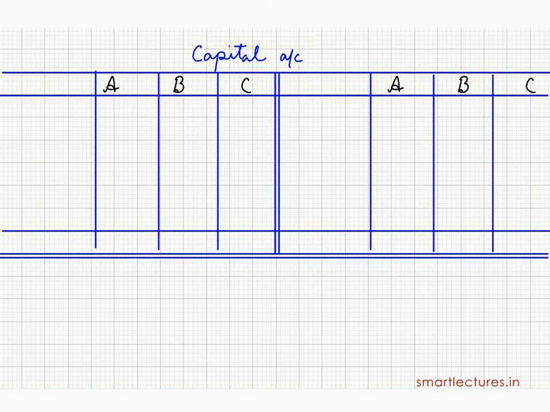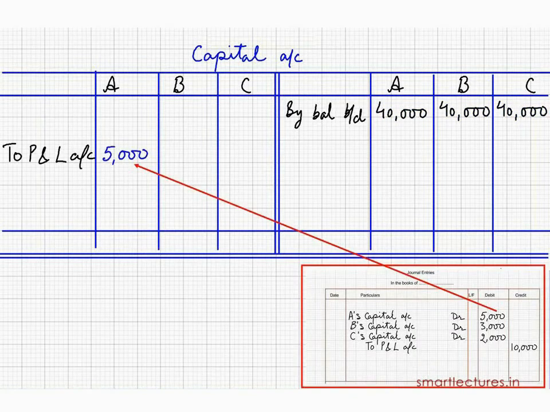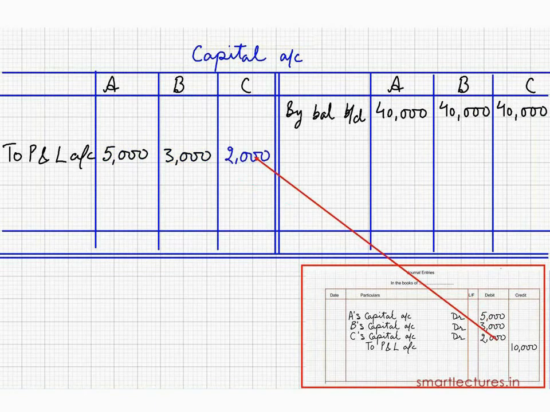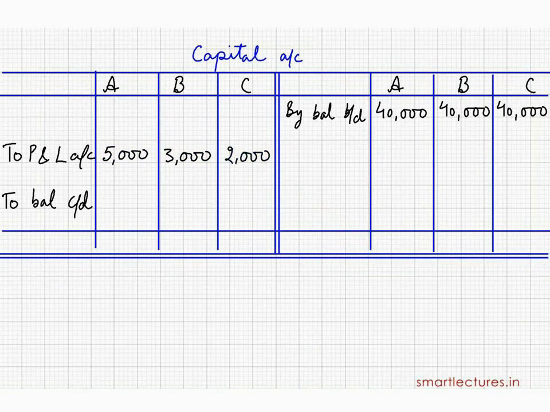Now prepare the capital accounts. By balance b/d, 40,000, 40,000, 40,000. To profit and loss account, 5,000, 3,000, 2,000. So balance c/d, 35,000 rupees, 37,000 rupees, and 38,000 rupees.